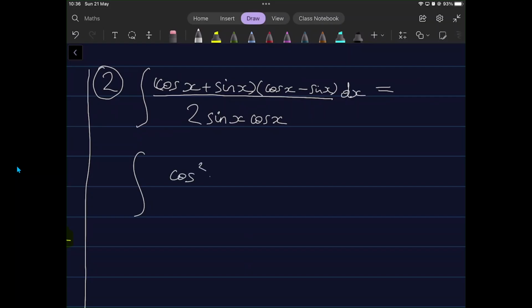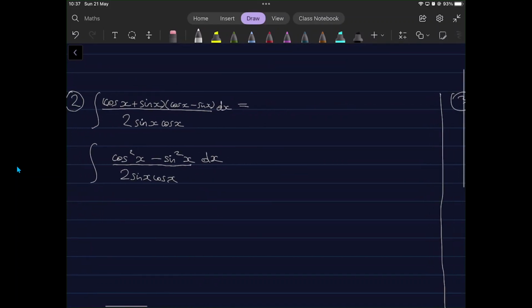Cosine squared x minus sine squared x when you expand everything out. So in other words, it's a difference of two squares. The denominator shall stay the same: 2 sine x cosine x dx. Alright, now what do we have?